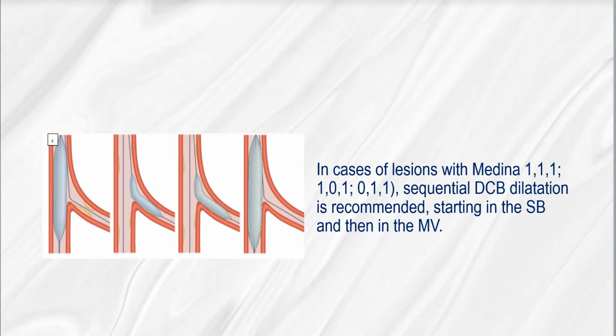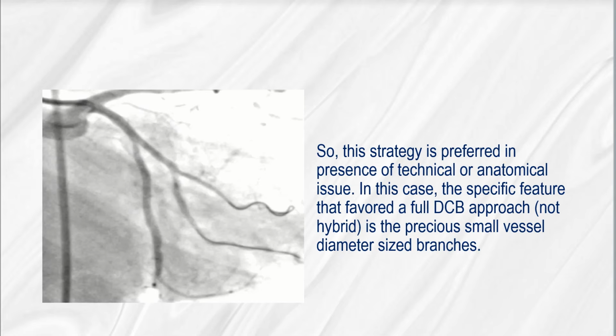Sequential drug-coated balloon dilatation is indicated in cases involving the side branch in addition to the main vessel or main branch. This strategy is preferred in presence of technical or anatomical issues. In this case, the specific feature that favored full drug-coated balloon approach, not hybrid, is the precious small vessel diameter sized branches.